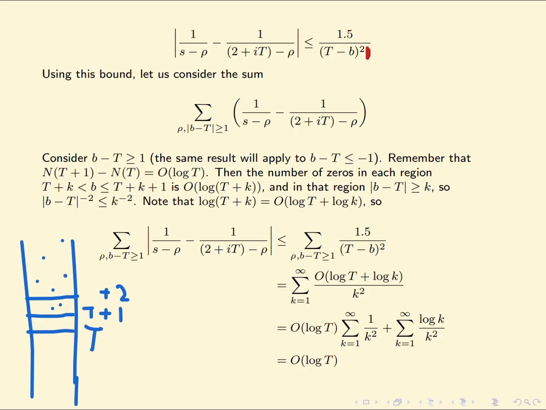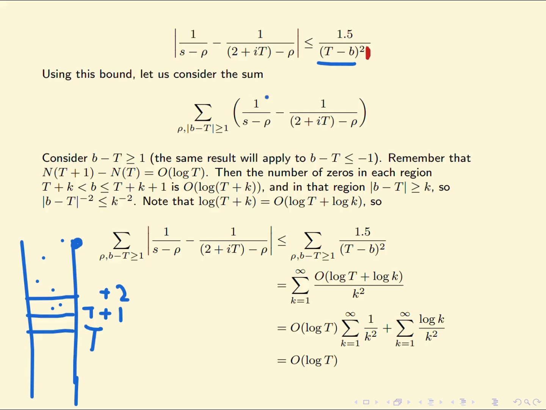I'm also going to say that in this region, b minus t is at least k, because b is all the way up here and t is down here. So this denominator term, b minus t squared, is at most 1 over k squared, because k is less than or equal to b minus t. And finally, there are a lot of technicalities here that I don't really have much intuition for: O of log of t plus k is O of log of t plus log of k.